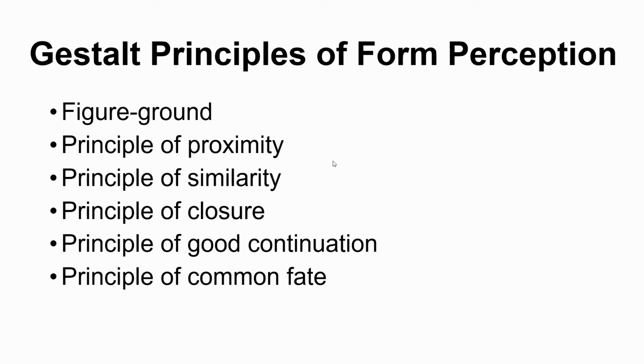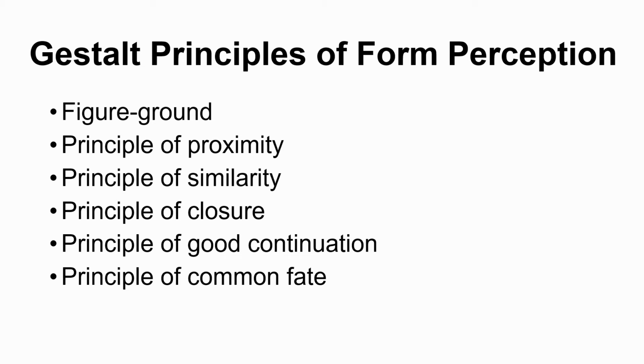Next, we can talk about our gestalt principles of perception, specifically our perception of form. And these are basically general rules that talk about how humans tend to put things together, how we tend to consider separate items and group them together and treat them as a unified whole. So Gestalt psychology focuses on the fact that the whole is greater than the sum of the parts.